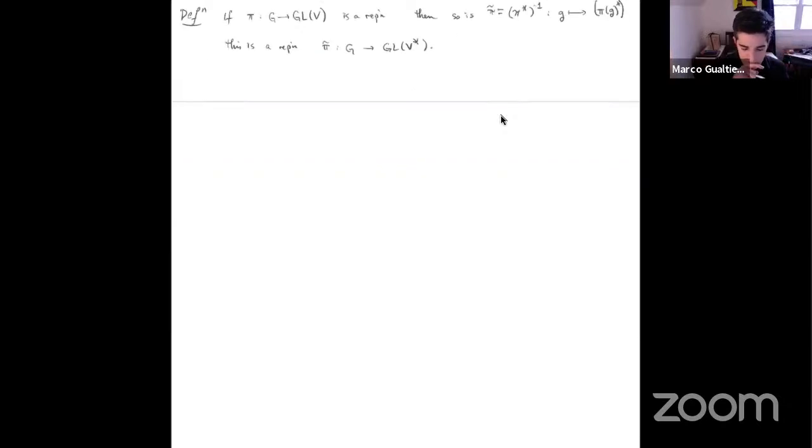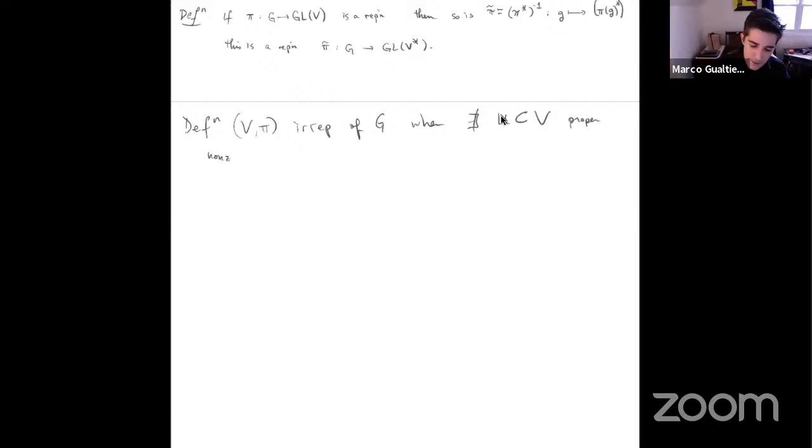Okay, so we started discussing irreducible representations, right? And remember that the definition is that V pi is an irrep of G when there does not exist a proper non-zero invariant subspace.